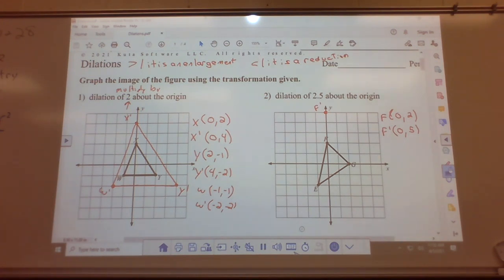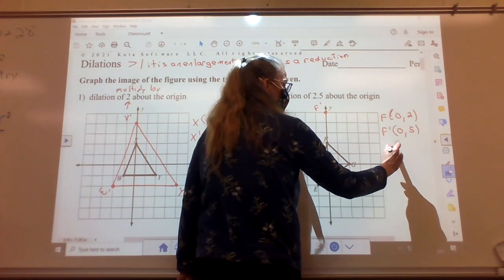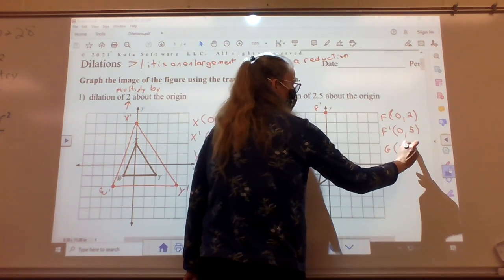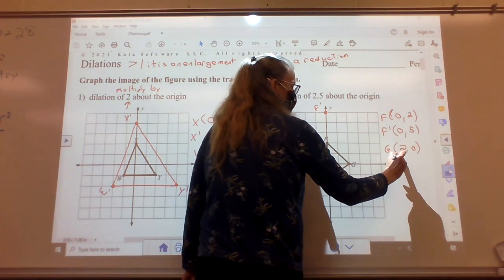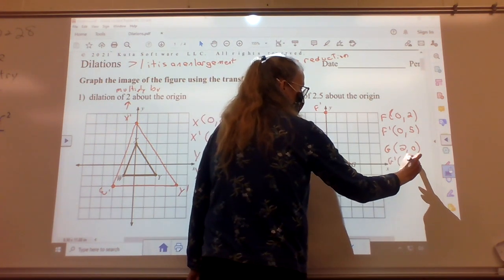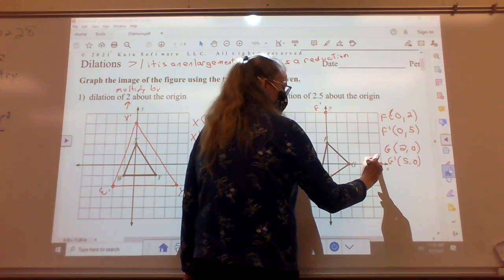Then we're going to do the same thing for G. So G starts out as 2, 0. We're going to multiply by 2.5. So we get 5, 0. So it's going to be here. That's the new G.